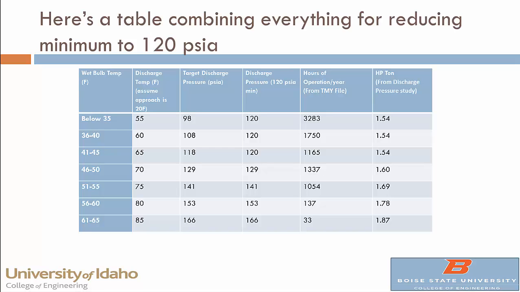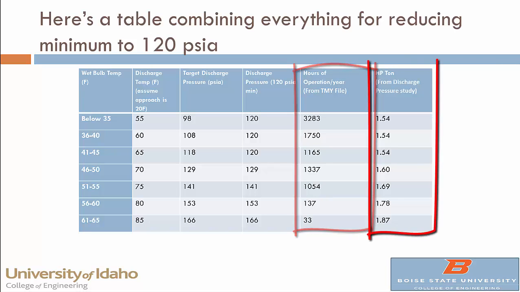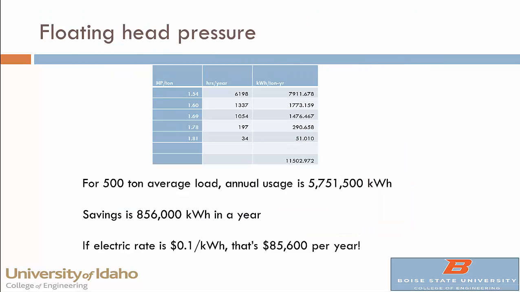These are the hours of operation coming from the histogram we just looked at. And there's the horsepower per ton column from our parametric study. So you combine those two things and say that it's 11,500 kilowatt hours per ton year. So again, for our 500 ton load, that means it's only 5,750,000 kilowatt hours used over the year. So that's a savings of nearly 1 million kilowatt hours.